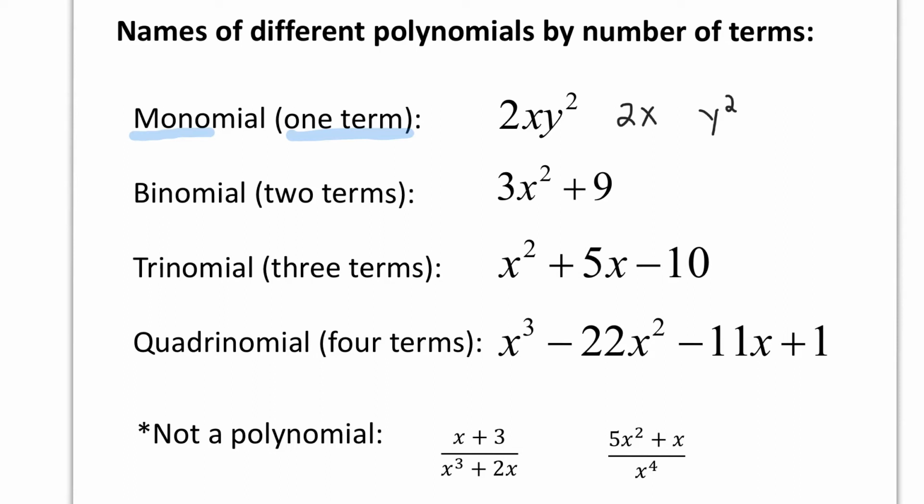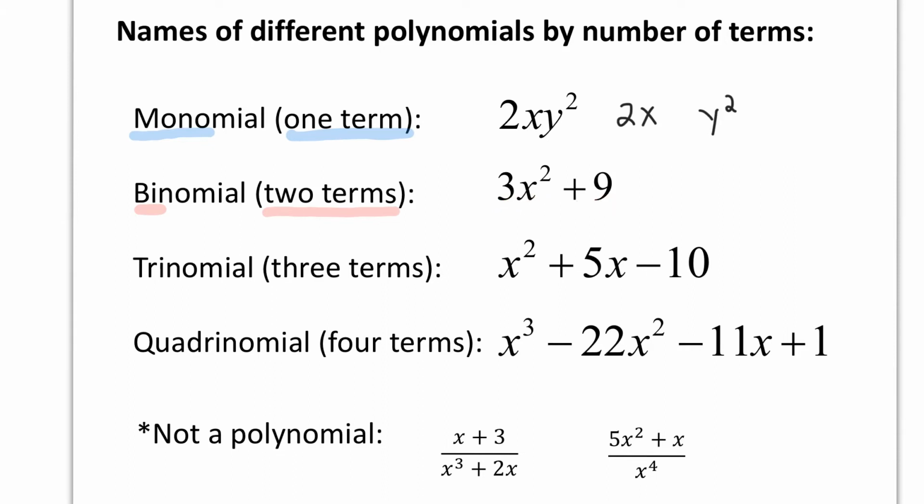Binomial, the second one, is when you have two terms, and you can see the root word bi right here. Bi means two, and that's when you have a plus or a minus in between the numbers and the variables. So we have one term, 3x squared plus 9. You're adding something else to the 3x squared. So this is a binomial, 1, 2 terms.